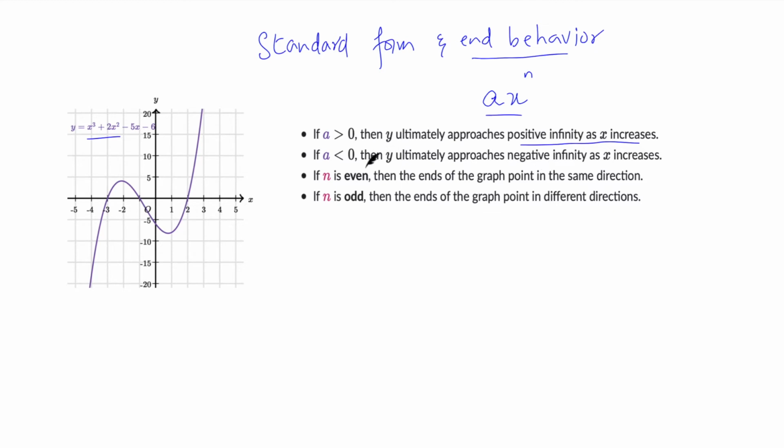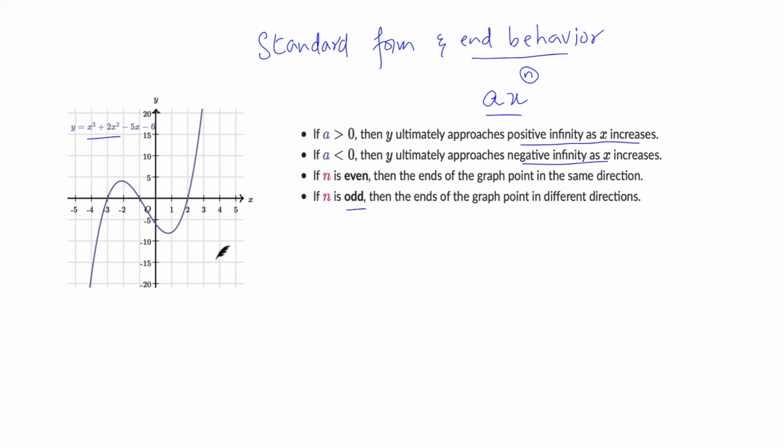If a is less than 0, I'll apply all these things on this graph as well. Let me just go through the points. If a is less than 0, then the opposite will happen. Then y ultimately approaches negative infinity as x increases. Thirdly, if n is even, then the ends of the graph point in the same direction. This is one end, this is the other end. You see, these ends are not pointing in the same direction. That means that n is odd, and we know in this scenario n is odd.